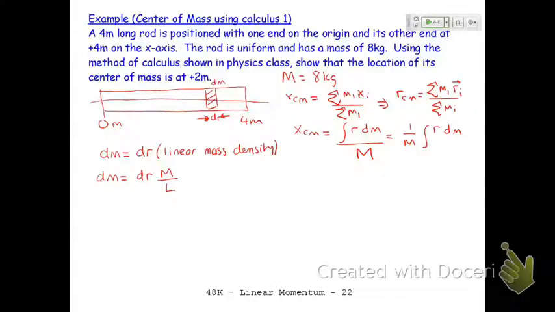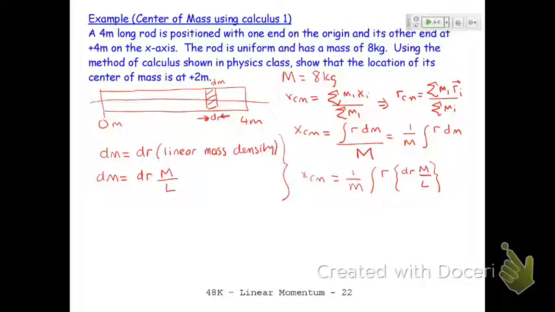So what we say is, okay, that says my centre of mass position is equal to 1 over m times the integral of r. And instead of this dm, I'm going to put down dr times m over L.